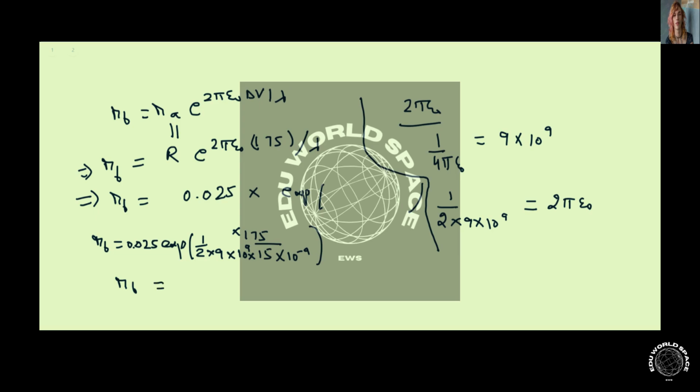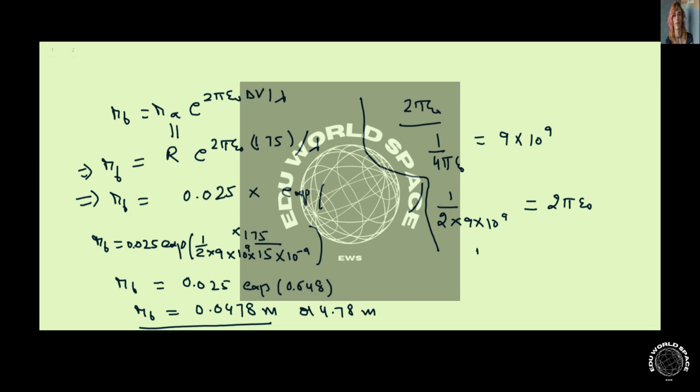So this becomes 0.025 times exponential of 0.648. Using the calculator again, we have 0.0478 meter, or 4.78 centimeter.